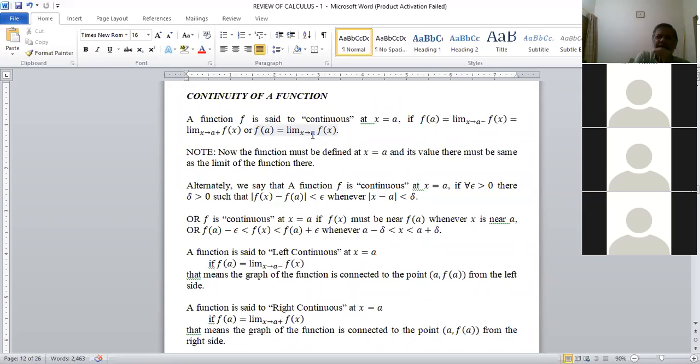The shortest expression for continuity of a function at a point is that limit and the value of the function at some point are same. Now the function must be defined, and its value there must be same as the limit of the function. And let us see how the definition of limit now modifies to definition of continuity.